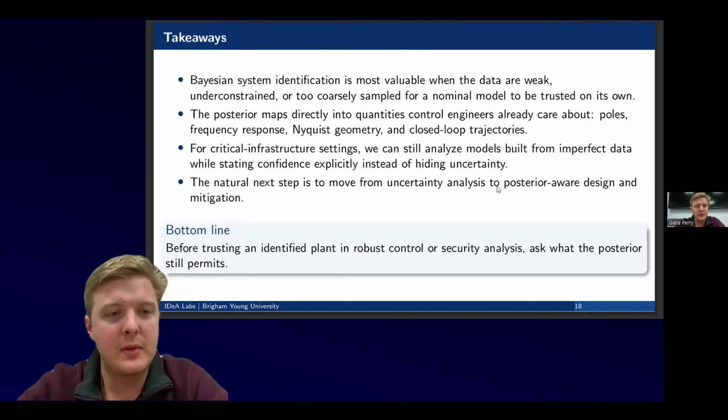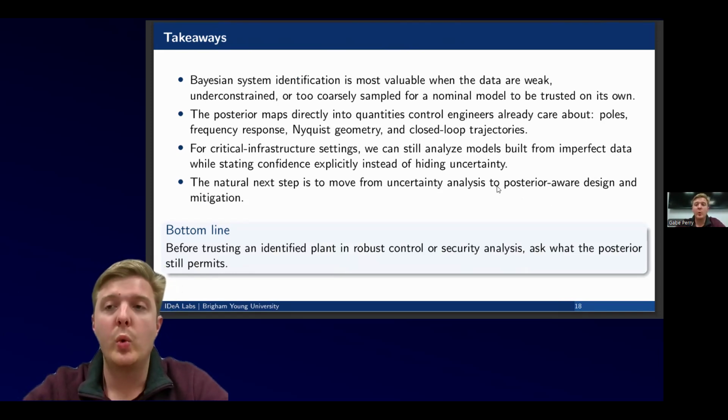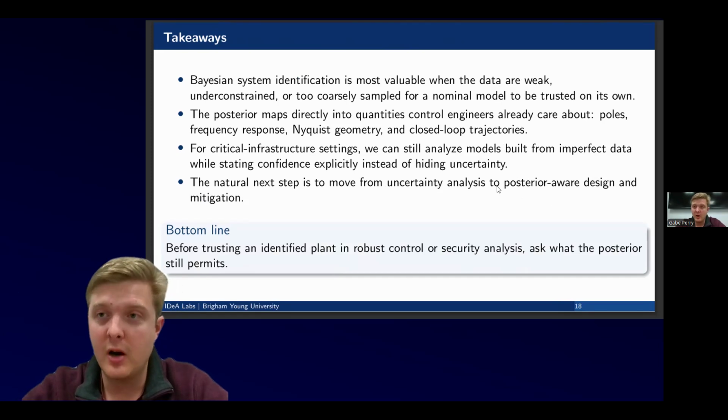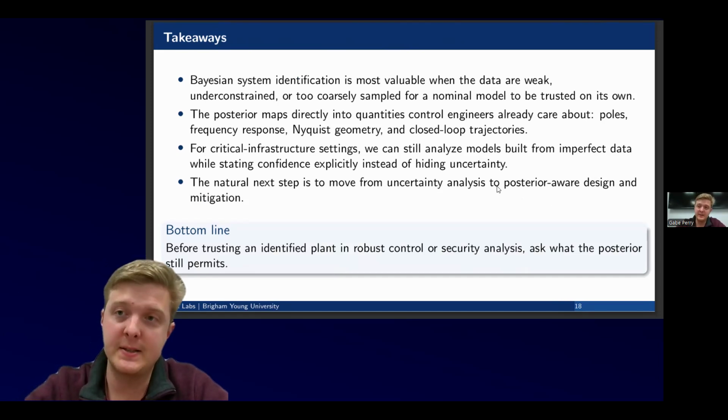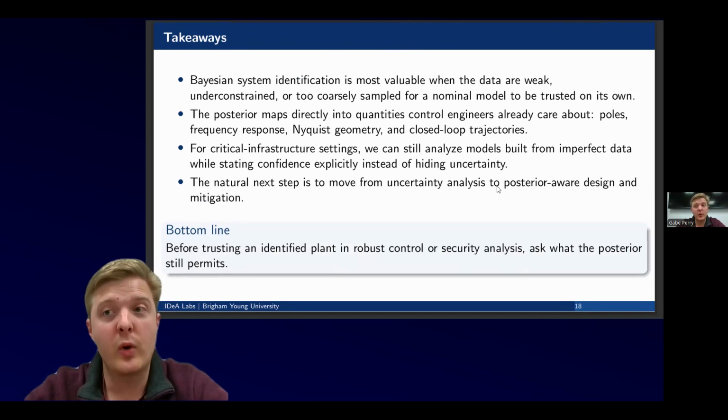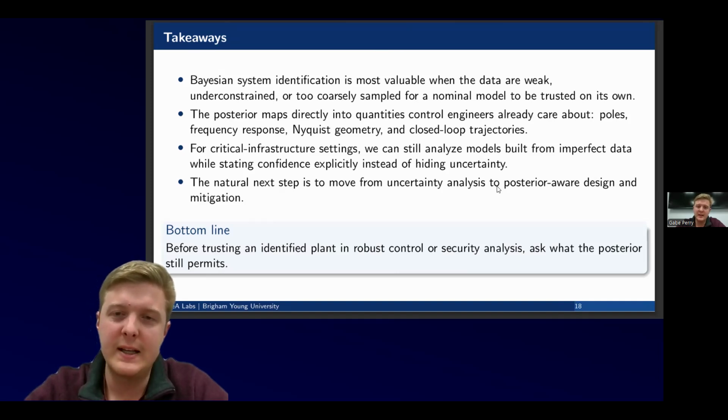So to wrap up, the bottom line: before trusting the plant that we identify from input-output data, we wanted to put a posterior on a distribution of potential plants, especially in situations where we know that we do not have adequate data to explicitly and precisely identify the system. So having a posterior of potential systems under that data gives us more confidence in the statements that we make about stability and vulnerability in the systems that we are analyzing.